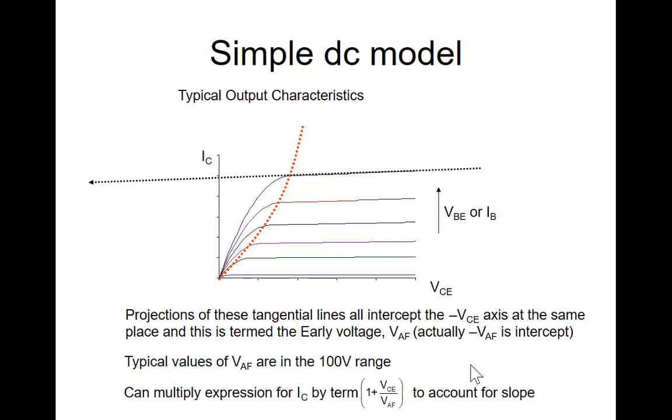Okay. So the Early voltage is the intercept. If you go way back here, a typical value of the Early voltage is maybe 150 or 200 volts negative.